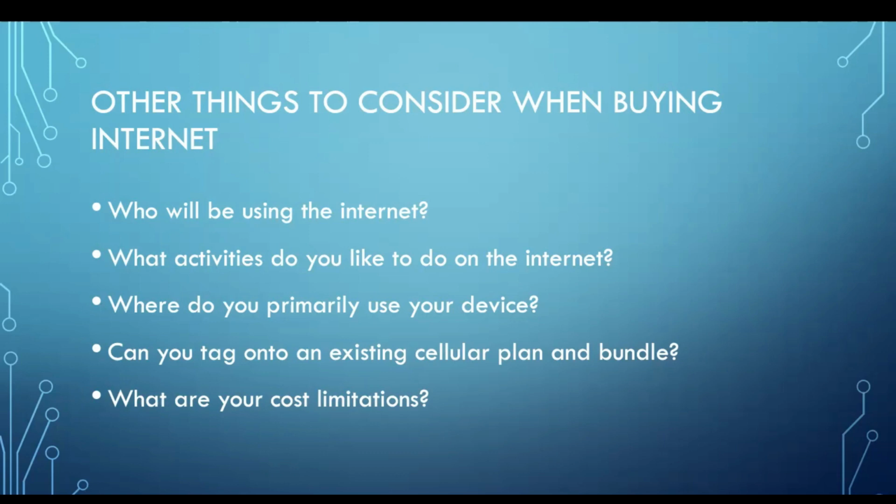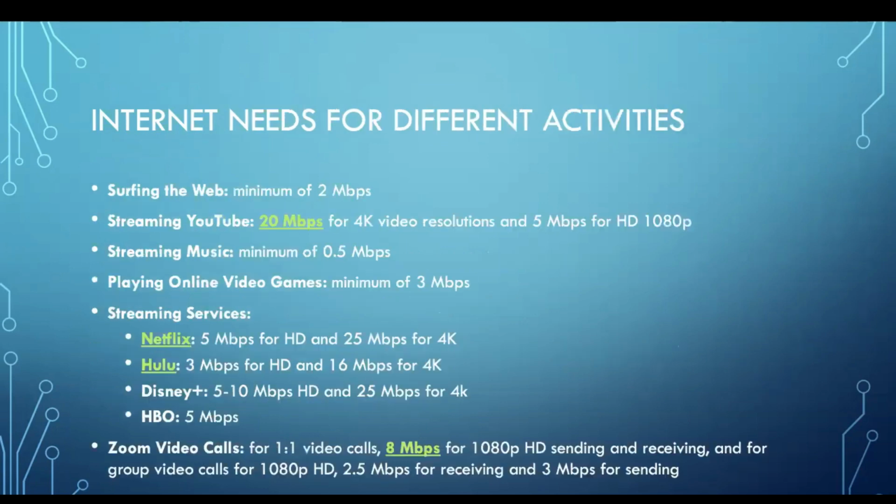And also, if you're going to go with a cellular data plan, and you have a cell phone, can you tag onto an existing cellular plan and bundle? If you already have a cell phone plan, you may want to talk to your provider and see if there are options for bundling devices and getting a lesser price for two connections. If you have multiple family members, family plan bundling is also a great way to save money on a cellular data connection. So there are different options there. And then also, what are your cost limitations?